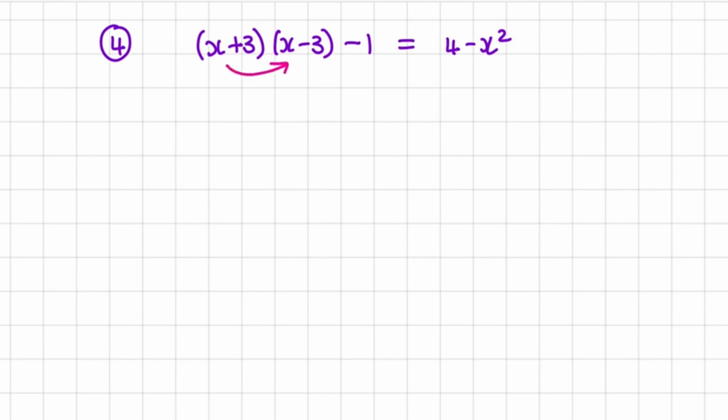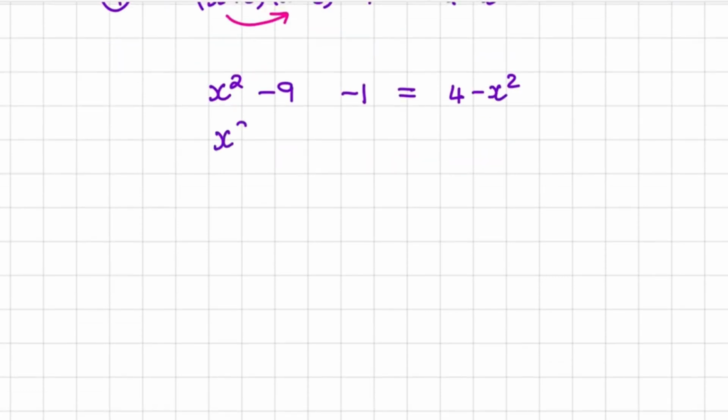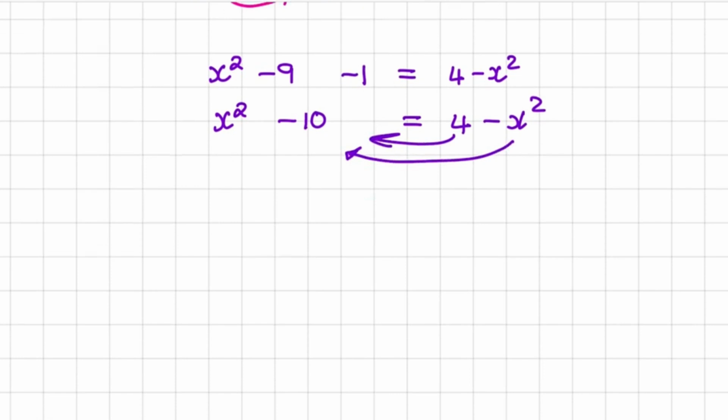And I identify these sets of brackets as a difference of 2 squares. So when I multiply it out, I'll have x squared minus 9 minus 1 is equal to 4 minus x squared. Now what you can do is add up like terms. So you'll have x squared minus 10 on the left and 4 minus x squared on the right. And what I would like to do is move all the terms to the left-hand side.